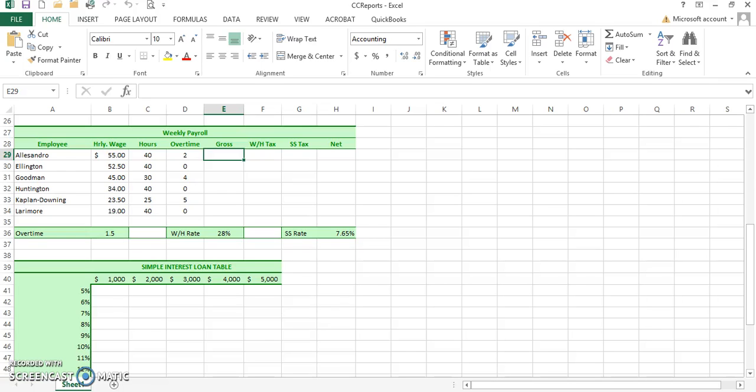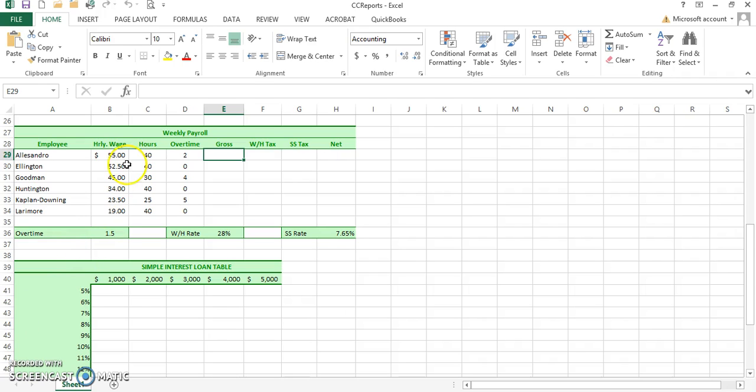This is part 2 of mixed cell referencing in a formula, and we're going to use payroll this time to show you how to use absolute cell references along with relative cell references to come up with mixed cell references to come up with your pay.